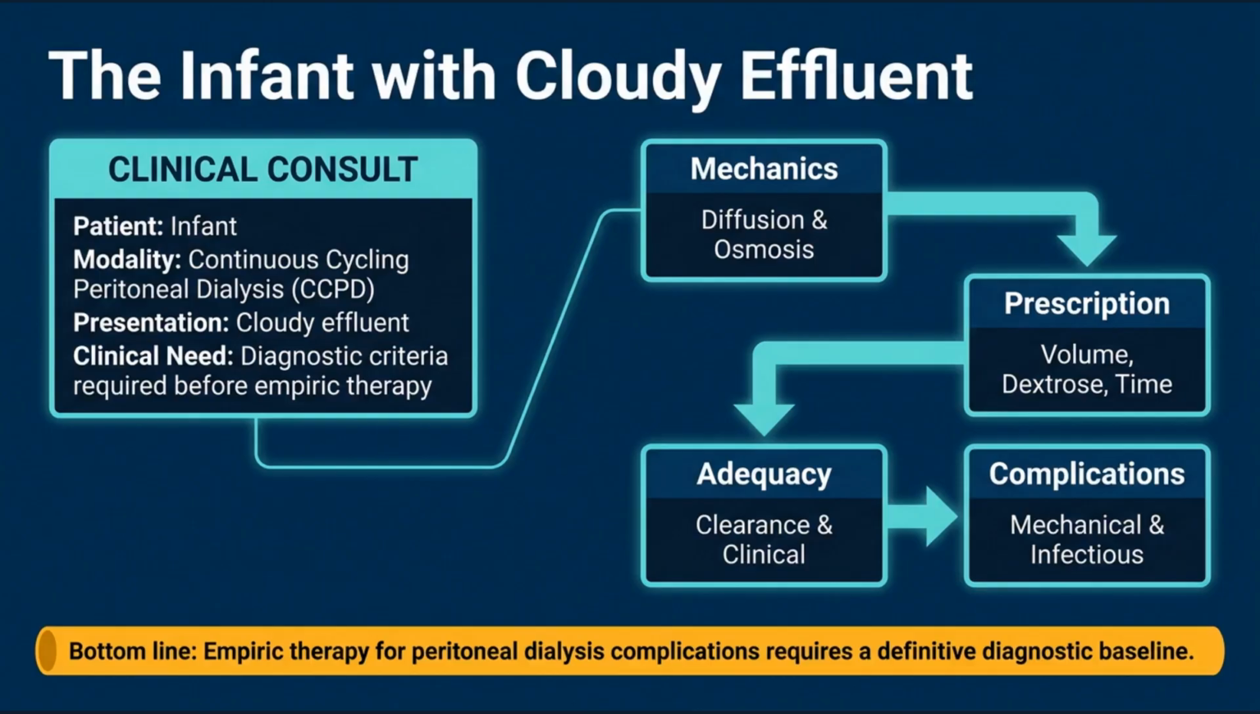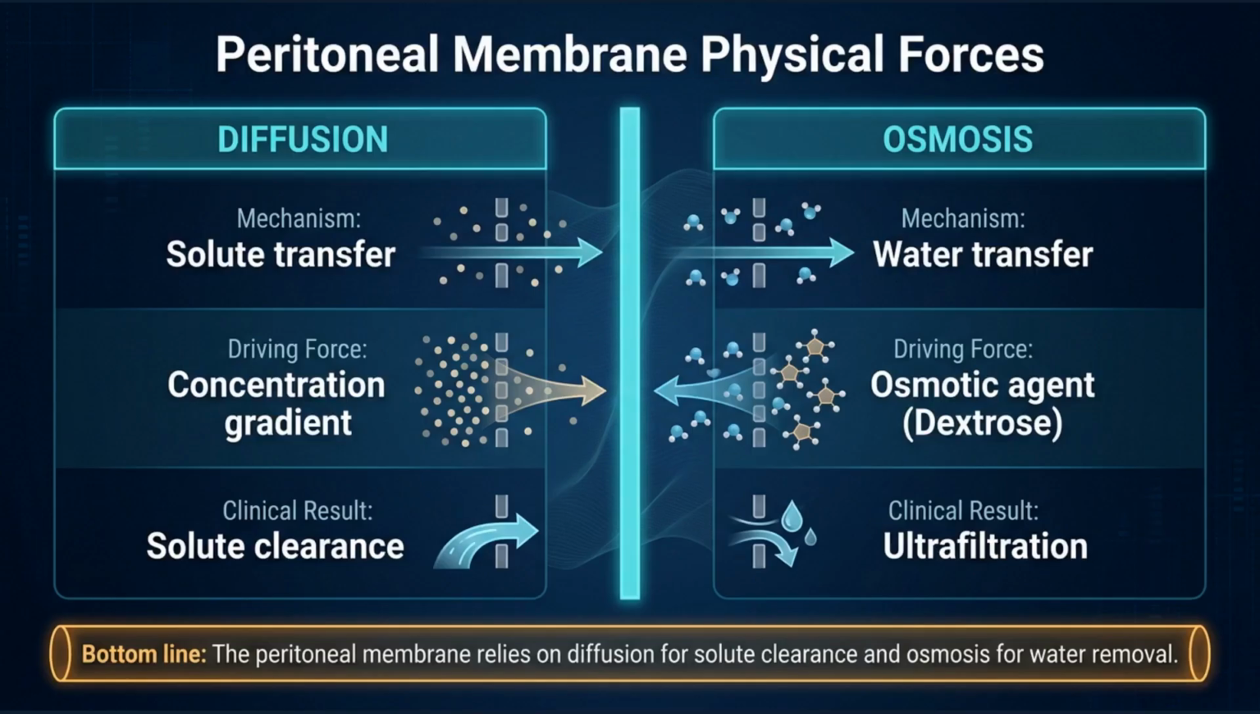By the end of this episode, you will understand the mechanics of peritoneal dialysis, how to prescribe it, how to measure its adequacy, and how to approach its complications. Start with the anatomy and physiology of the peritoneal membrane. The peritoneal membrane acts as a semi-permeable barrier, allowing solute and water transfer.